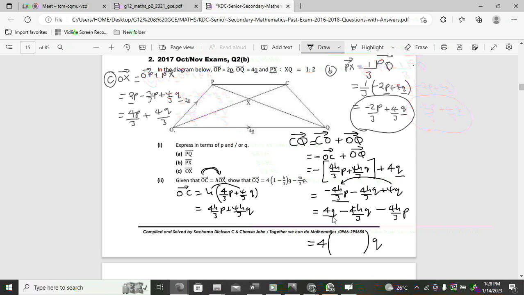Now look, this was just 4Q. We have removed 4, and we have also removed Q, so what remains is just the 1. In this one we have removed a 4 and a Q, so what remains is just negative H over 3. And then we write the one which is at the end, which is 4H over 3P. Hence, shown. So we have shown what you've been given. Does that make sense?